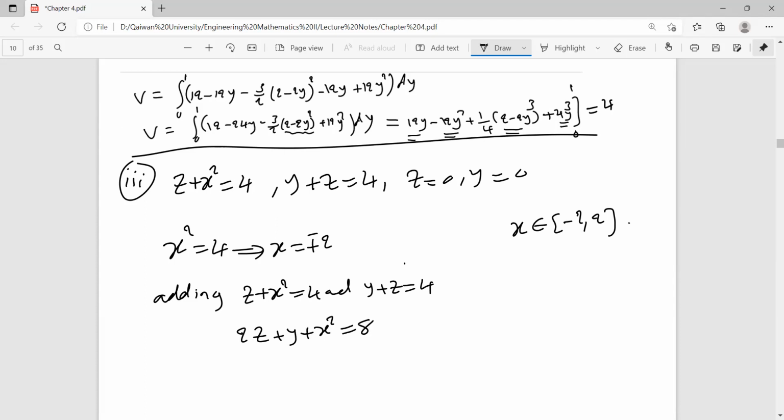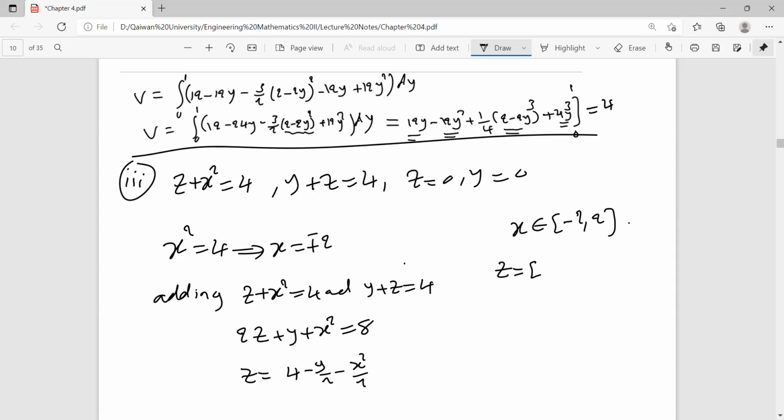We just add these two functions. We add left-hand sides together and right-hand sides together. Now, we say z equals 4 minus y over 2 minus x squared over 2. Is it? Can you say that? Here, we move y and x squared to the right-hand side, then divide both sides by 2. We get that. That means z belongs to what?